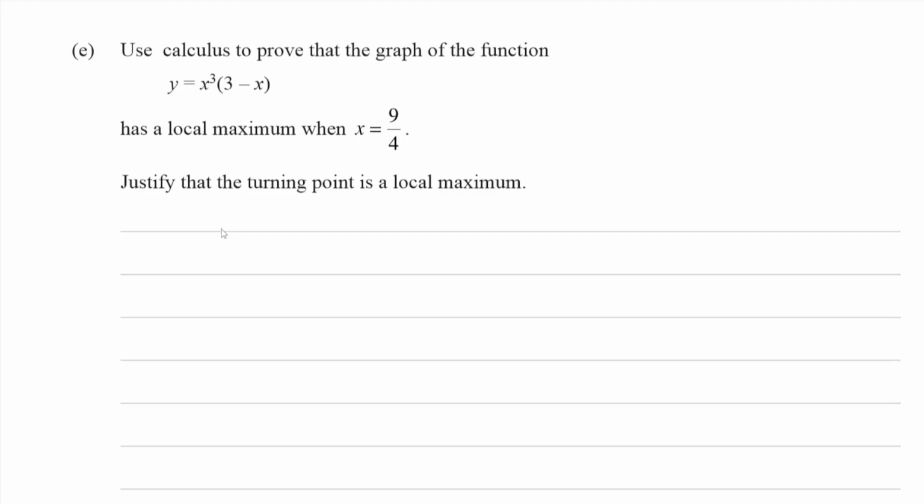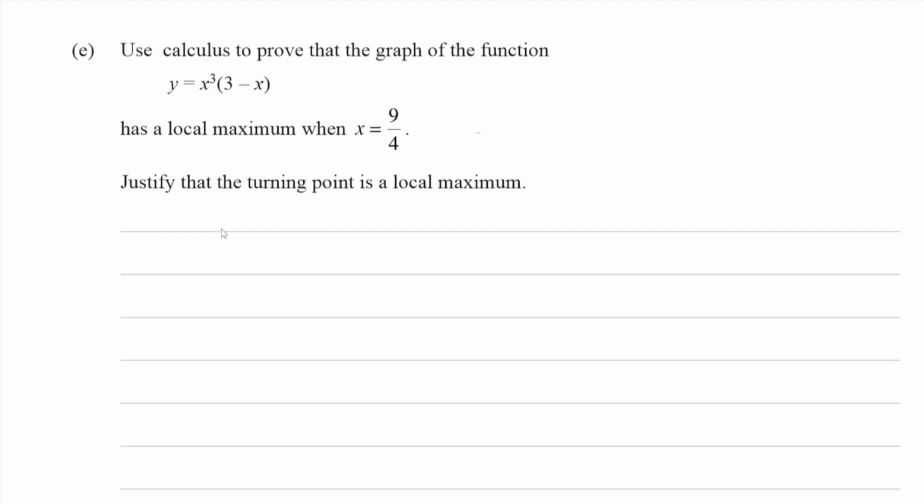Wow, we are given a quartic function. That's exciting, right? x cubed times an x term gives an x to the power of 4. And we're asked to prove it has a local maximum, so a maximum when x equals 9 over 4. And we need to justify it. So this is a very common Excellence question because it lets us demonstrate a lot of different calculus skills.